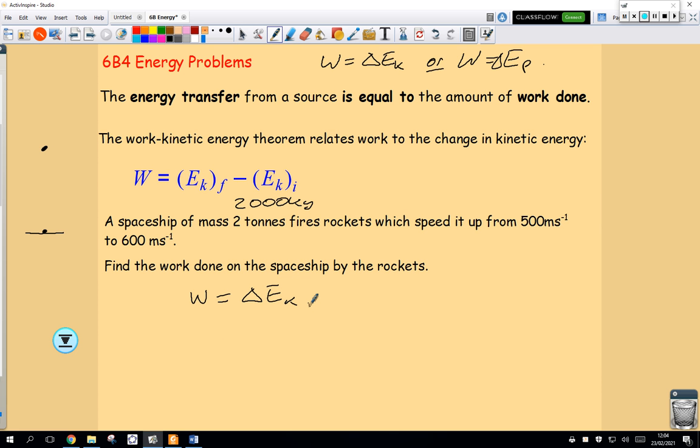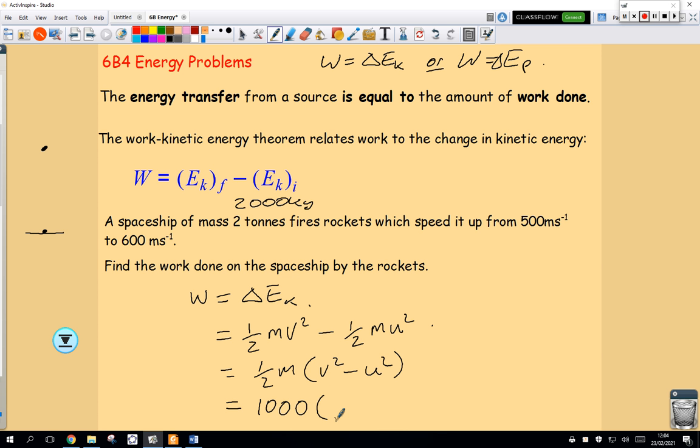And the change in kinetic energy will be the final kinetic energy minus the initial kinetic energy. Kinetic energy is defined as being half mv squared. So final kinetic energy, half mv squared, minus initial kinetic energy, half mu squared. Notice you can factor out the half m, because the m isn't changing, and what we're going to have is v squared minus u squared. So half the mass, well, the mass is 2,000 kilos, so half the mass is 1,000 kilos. And then we've got v squared minus u squared.